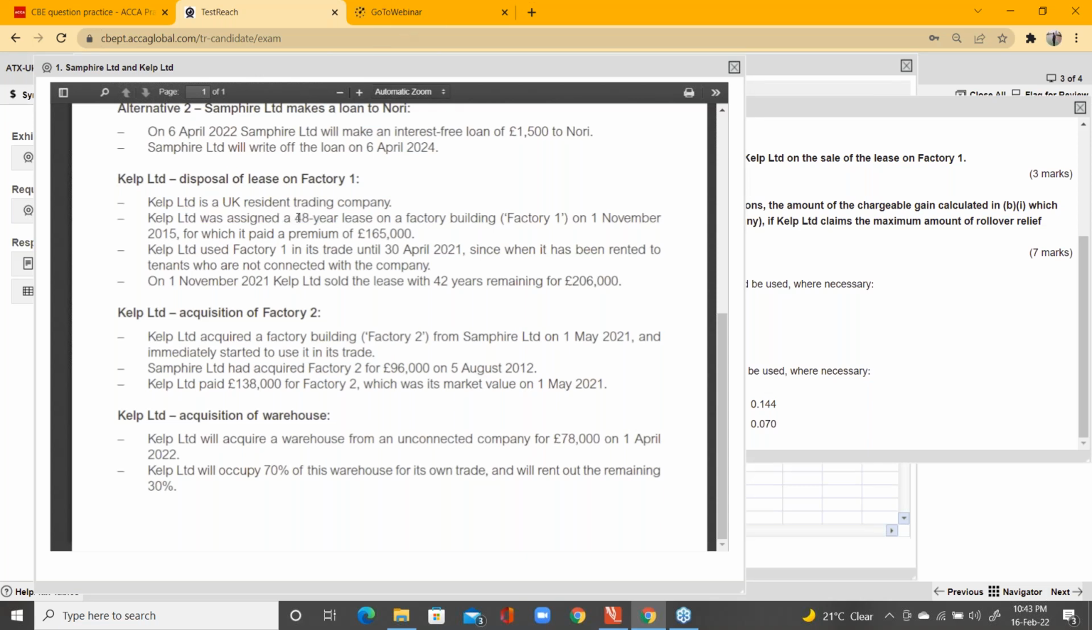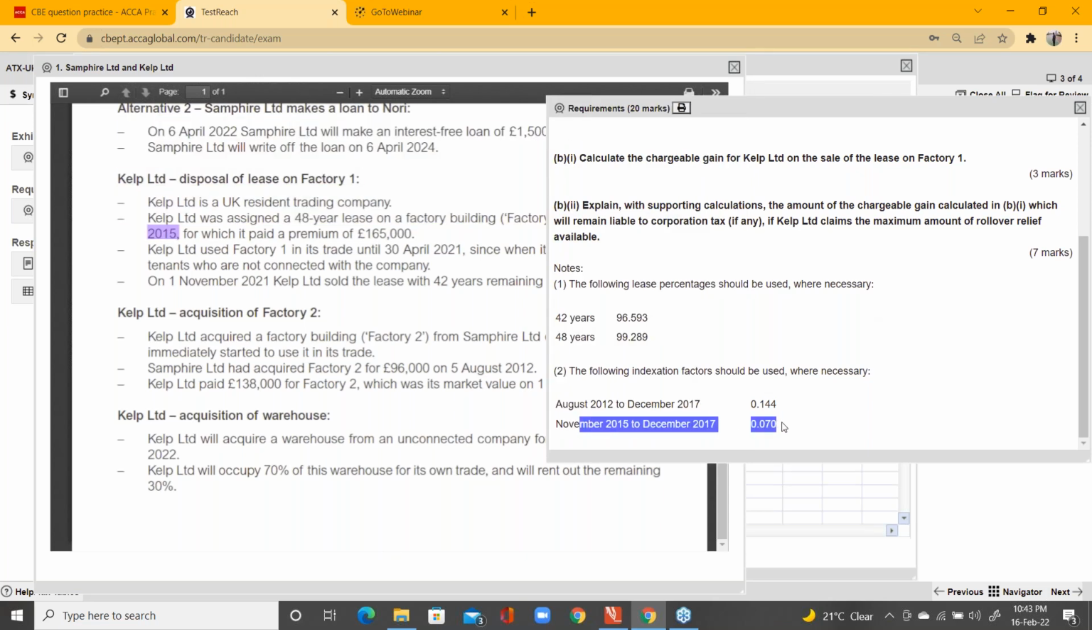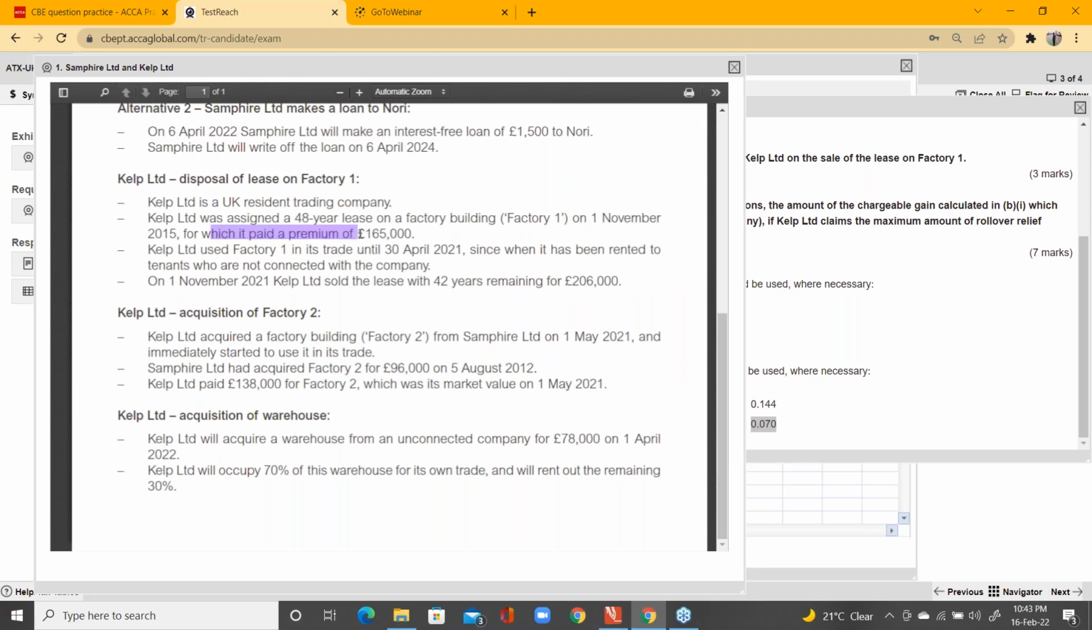K Limited was assigned a 48-year lease on factory 1 on 1st November 15. You can see this asset was purchased on 1st November 15, so we would be taking the relevant indexation factor from November till December 17, for which it paid a premium of 165,000. K Limited used factory 1 in its trade until 30th April 21. Very important to understand, since then it has been rented out to tenants who are not connected with the company.